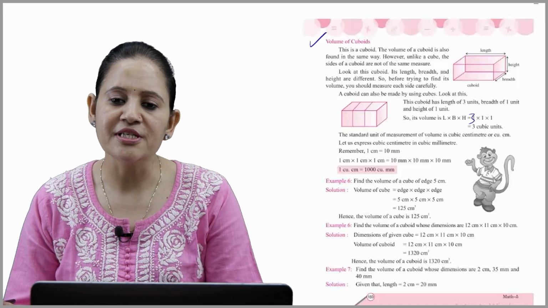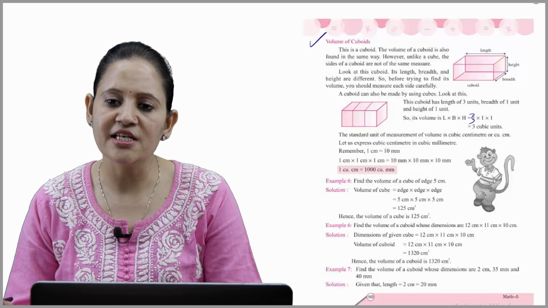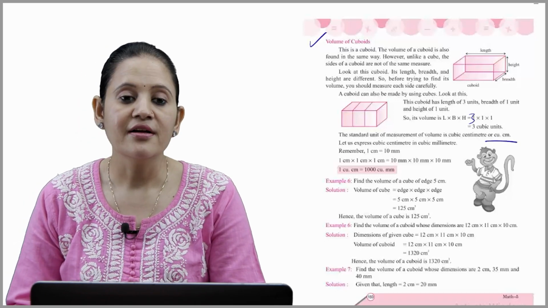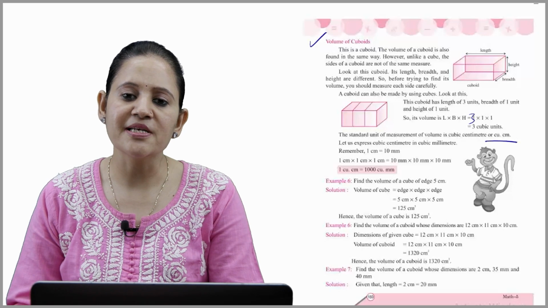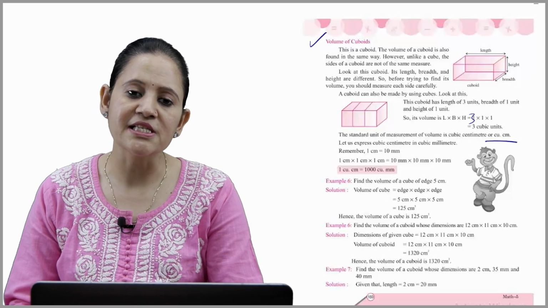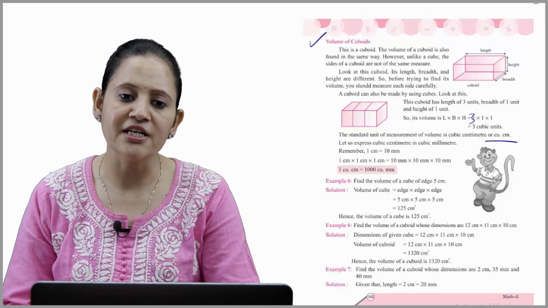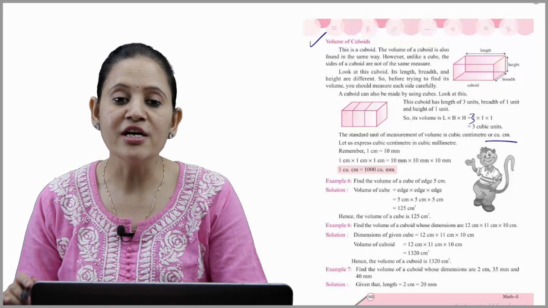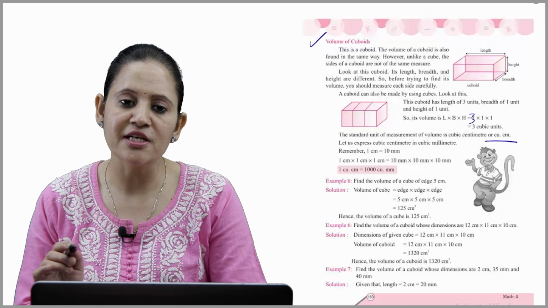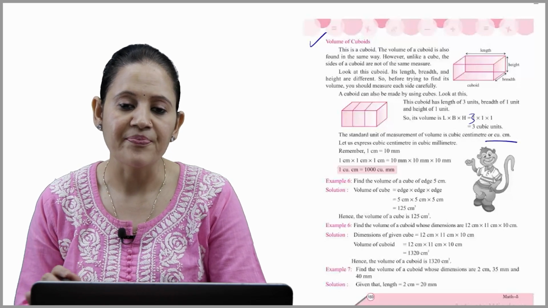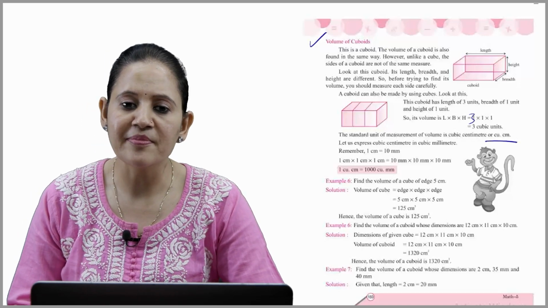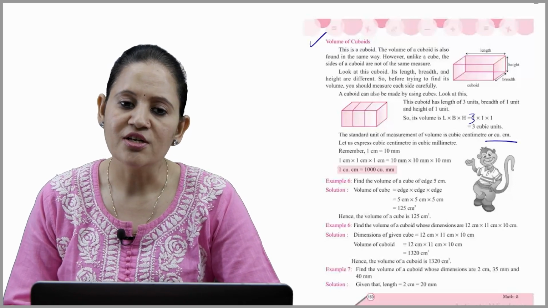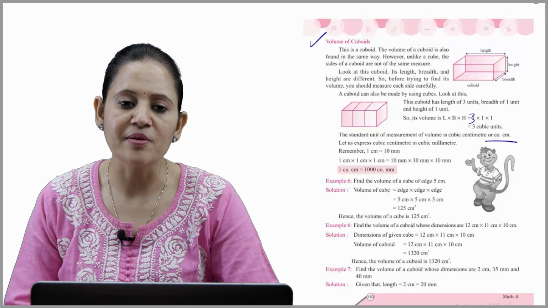The standard unit for measurement of volume is cubic centimeter or cu cm. Let us express cubic centimeter in cubic millimeter. If we have to convert cubic centimeter to cubic millimeter, as we know 1 centimeter equals 10 millimeter. 1 cubic centimeter means 1 centimeter into 1 centimeter into 1 centimeter. To convert to cubic millimeter, it means 10 into 10 into 10. So 1 cubic centimeter equals 1000 cubic millimeter.